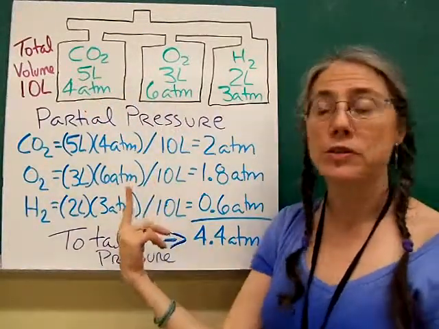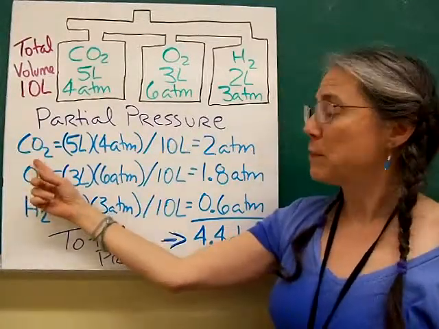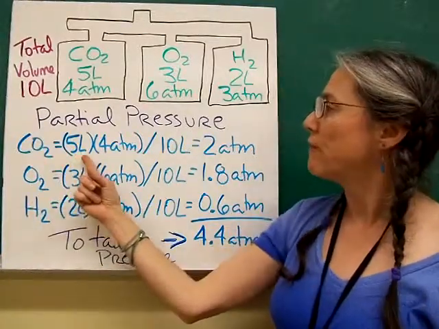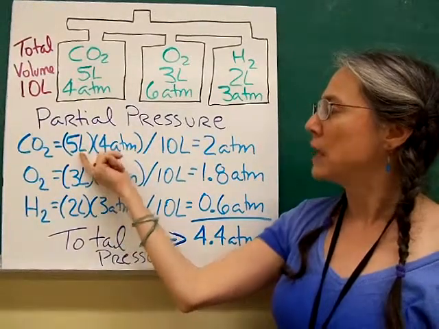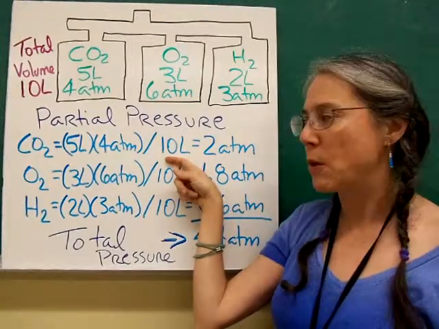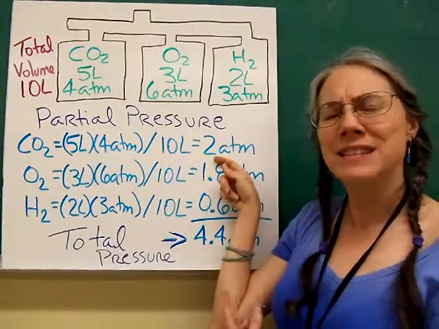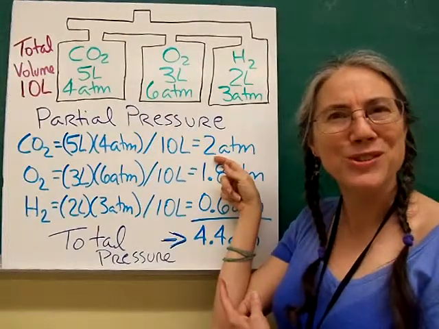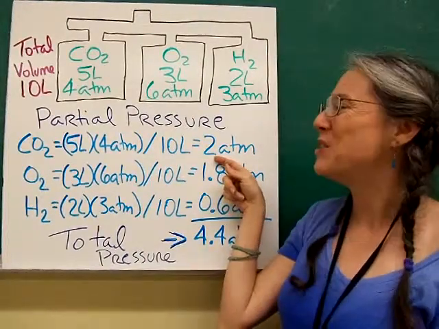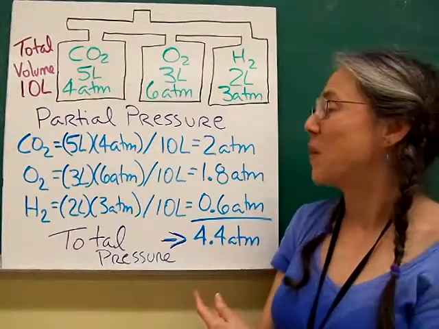So partial pressures. They're pretty easy to figure out. So for example, CO2, we've got our 5 liters at 4 atmospheres. We multiply them together and we divide by the total liters that we have. And that's going to give us a partial pressure. Doesn't this look a lot like the dilutions equation? It was really wonderful when I was putting this together going, I've seen this before.